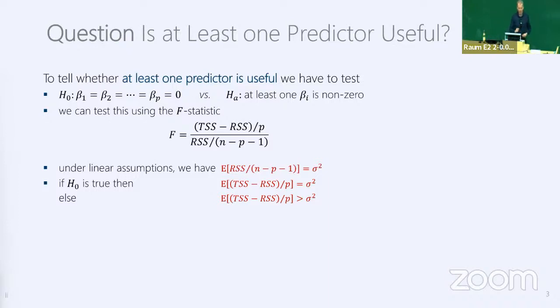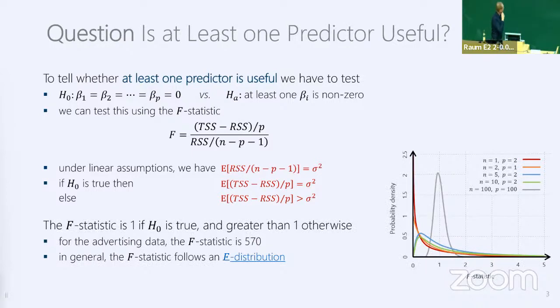Just to answer a quick question over Zoom. Why is it n minus p minus 1 and not just n minus p? Because we also have to estimate the intercept. So there's not just p coefficients, not just beta 1 times x1 and beta 2 times x2. There's also beta 0. And without data points, we can't estimate it.